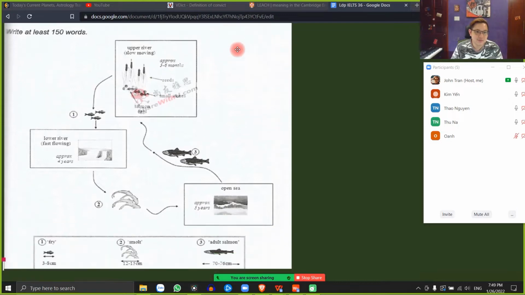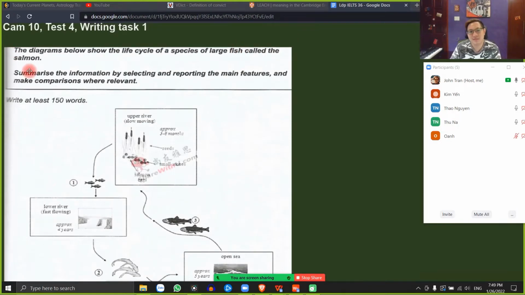And of course, task 1 always asks you the same thing: to summarize information by selecting and reporting main features and make comparison where relevant.